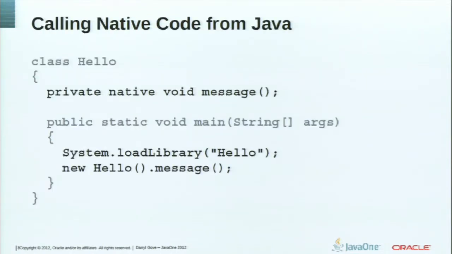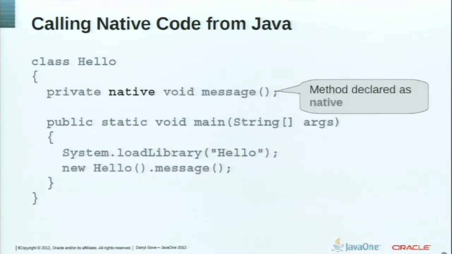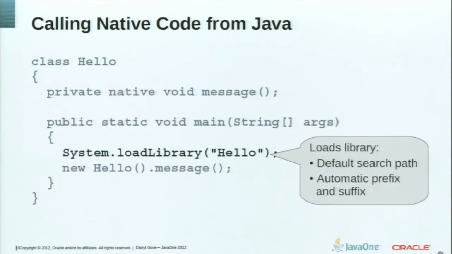So, the basic thing here is we're going to have a short bit of native code that we're calling from Java, and this is the outline of an example code. The important thing here is that the method we're going to call is declared as being a native method. So just the native keyword. And then we're going to load the library. And the important thing here is that it uses the default search path and it has automatic suffix and prefix.